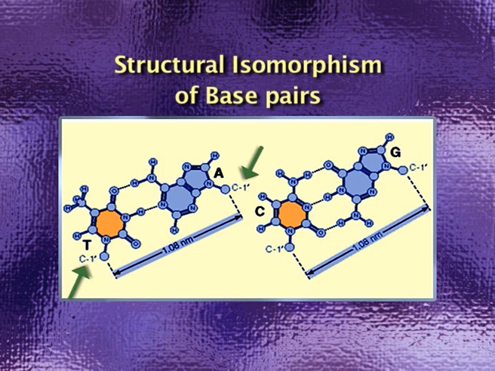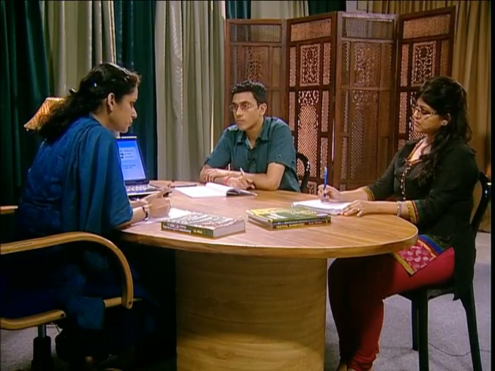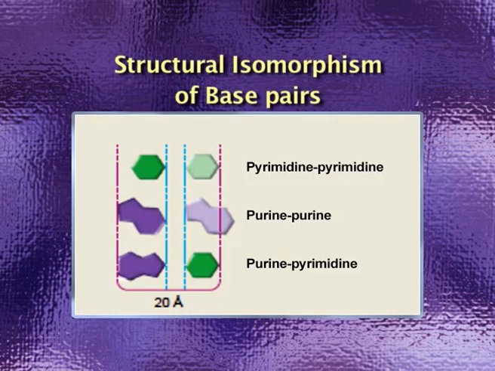AT pair is approximately 1.1 nanometer. Again, the distance between the C-1' carbon atoms of G and C pair is 1.1 nanometer. So together with the sugar phosphate backbone, it adds up to 2 nanometer. Now, had the base pairing taken place between two purines or two pyrimidines, the diameter of the DNA double helix would have varied. But since the base pairing always takes place between a purine and a pyrimidine, it gives rise to a uniform diameter of 20 angstrom or 2 nanometer only.